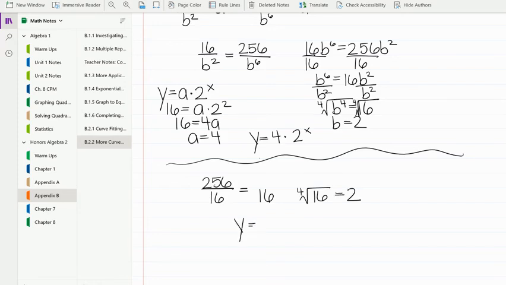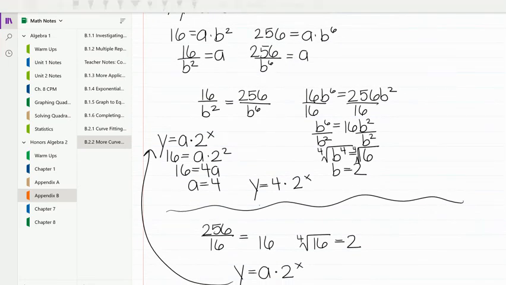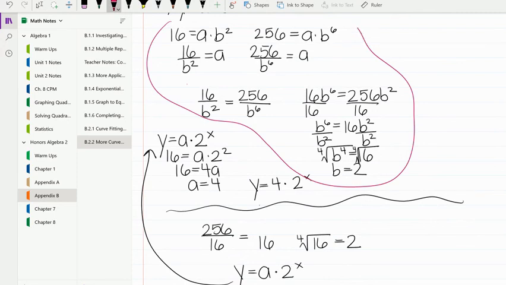So now we have y equals a times 2 to the x. And then you can see that that's that same exact step up here. So basically what we did was cut out all of that stuff, and we have it just in this little step. So that's definitely an option.